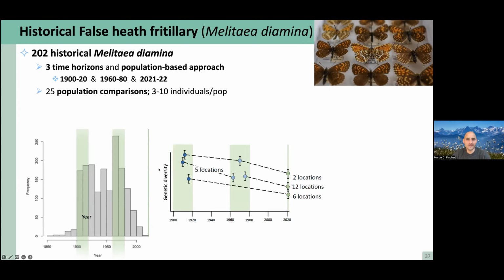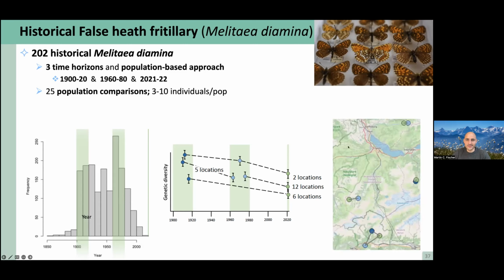This allows us to have comparisons from different time horizons, from far back in the past to more recent, or from more recent to contemporary samples. Overall, with the sampling design we came up with, we have 25 population comparisons to see how genetic diversity has changed over different time periods in Switzerland. And this is shown a bit on the map.